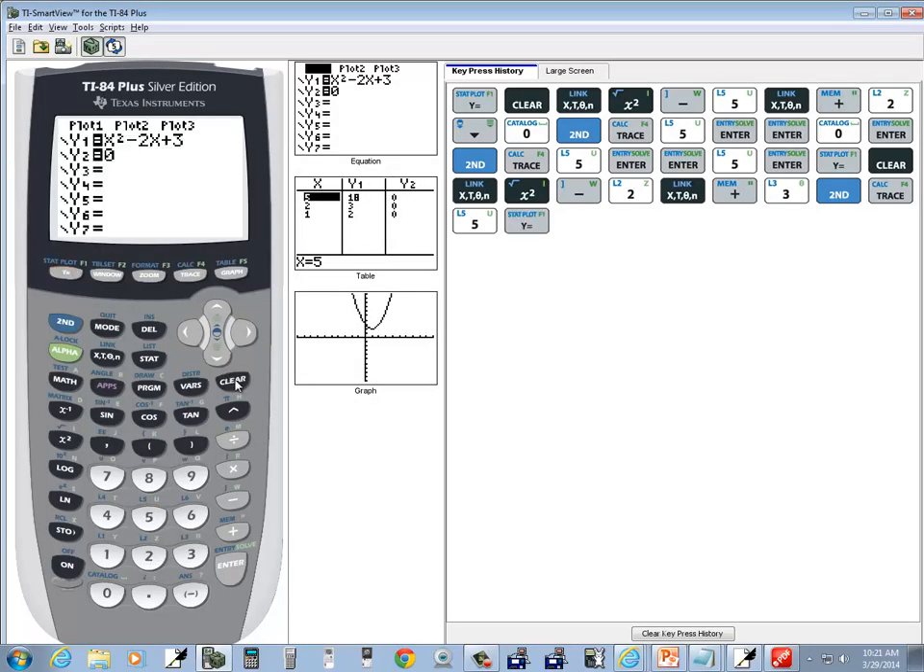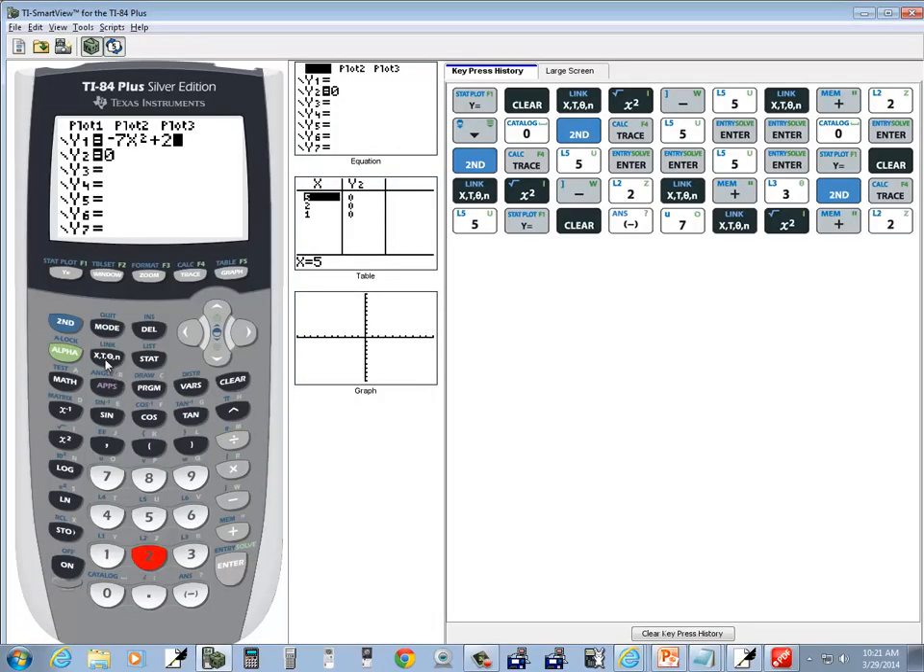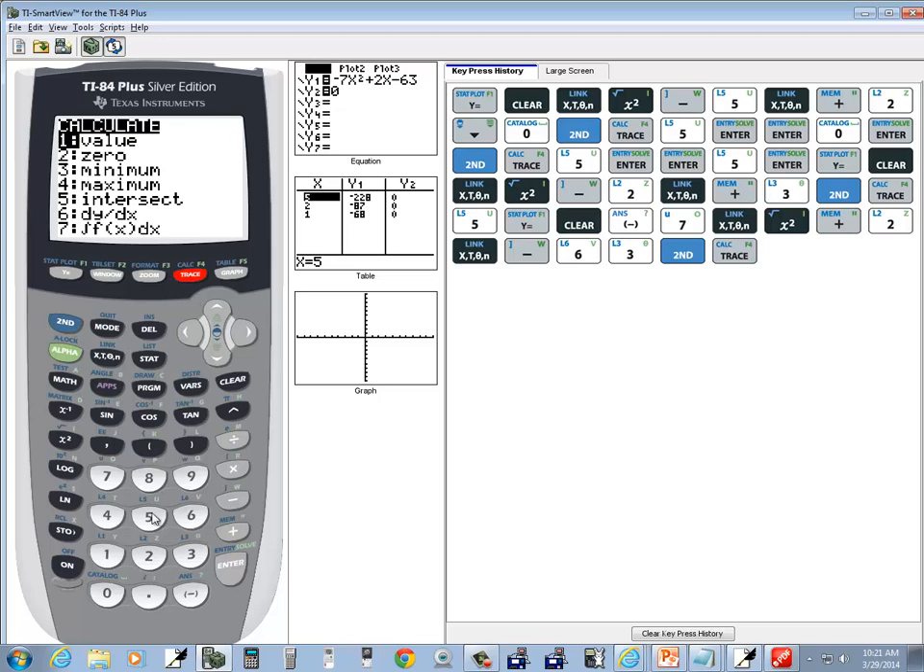So go to y equals, clear. We got negative 7x squared plus 2x minus 63. Have to have 0 on y2, and then I do second trace, choose intersect.